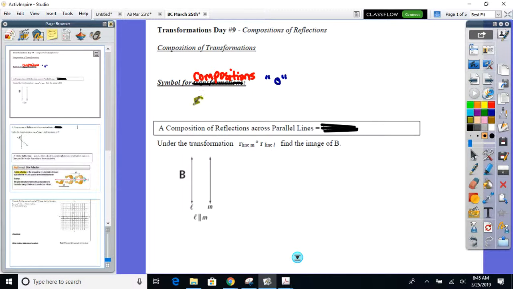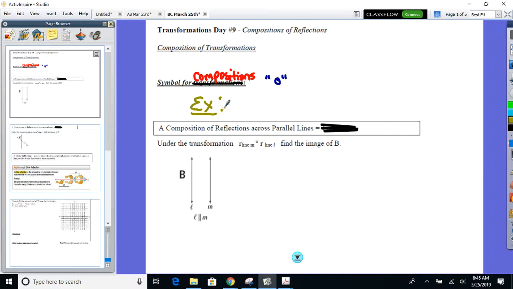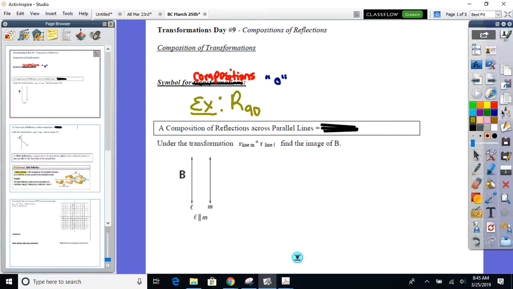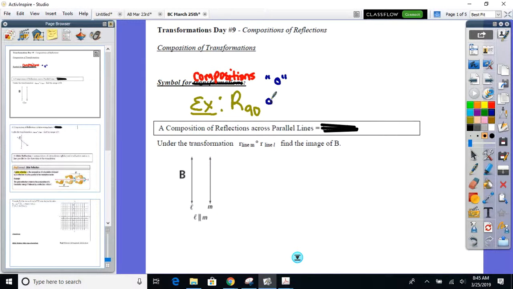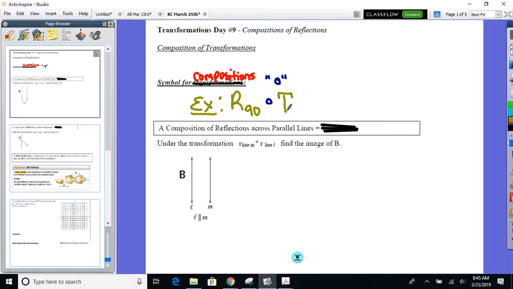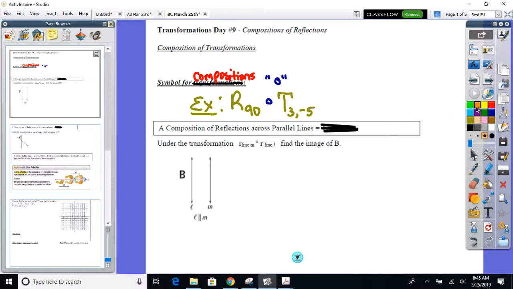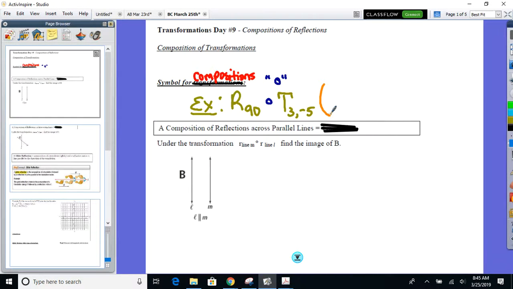And let me give you an example of a composition you're going to handle here. Give me a transformation we've done. Rotate. Okay, give me a degree measure. Okay, rotation of 90. There's that little composition symbol. Give me another transformation we've covered. Okay, translation. I'll put the capital T here. And what do you want to translate? 3, -5. And we need to do it on a point. So anybody want to give me a point? There we go.